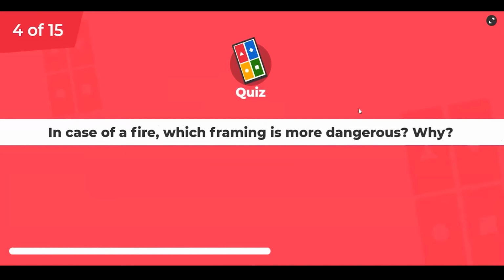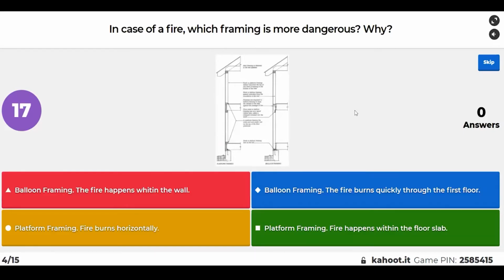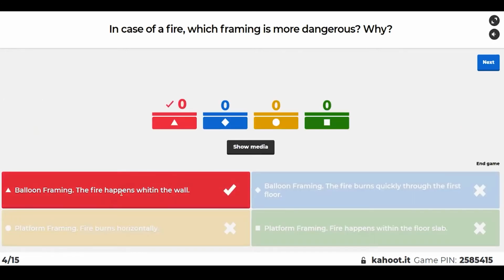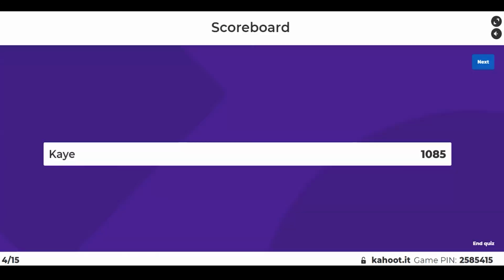In the case of a fire, which framing is more dangerous? Why? Well, based on the images, platform framing wouldn't be dangerous because the fire would stop at the post there. So I believe, oh yeah, it would be balloon framing, because it happens within the wall.